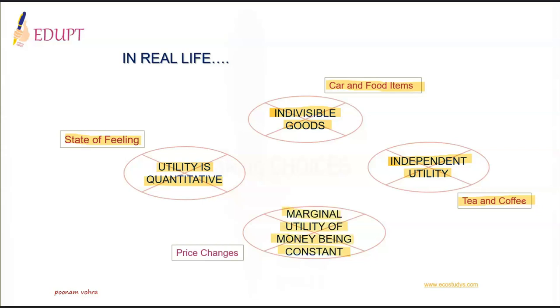Finally, the assumption of constant marginal utility of money is not valid. When a consumer spends money income on goods, he is left with less income. With decline in money income, marginal utility of money rises. Also, when price rises or falls, marginal utility of money changes. So it is not possible to apply utility in real life situations.